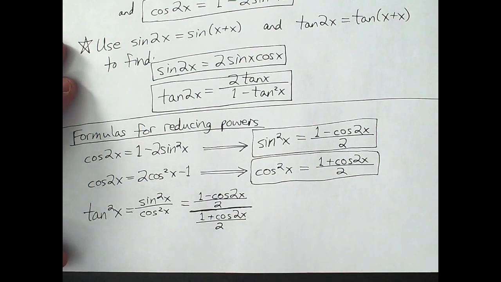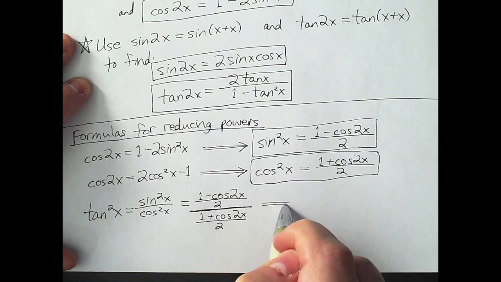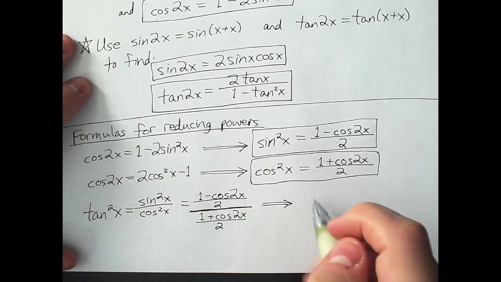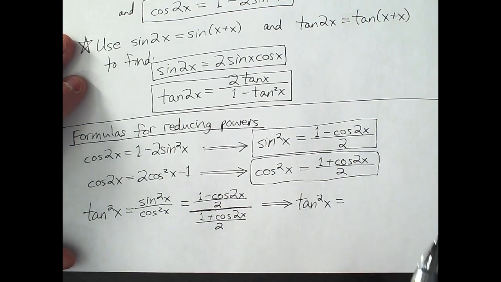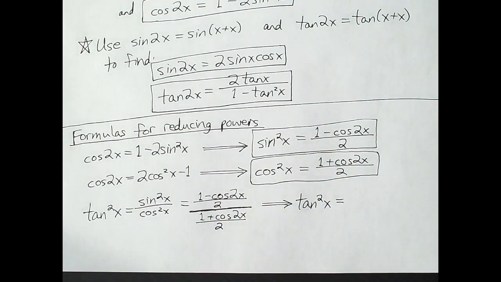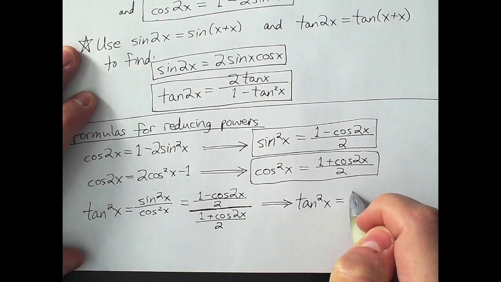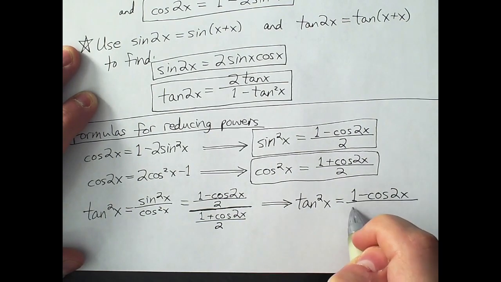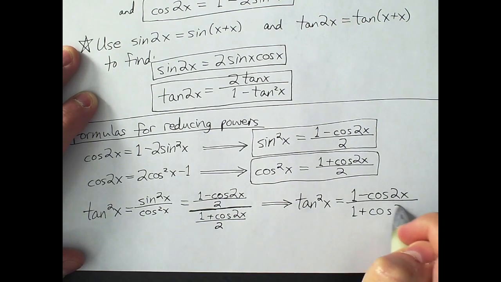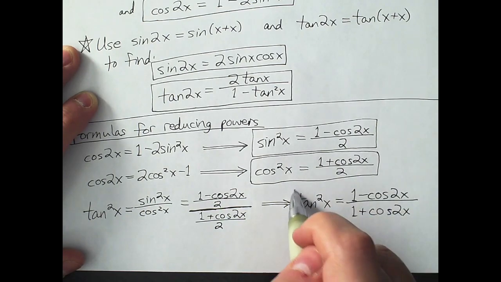I mean, technically, this is a trig identity, but it's something that we could write simpler. So we put one identity over another. The simplified version of this is to say, we don't like having a fraction inside a fraction. A nice, simple way to deal with this is to multiply the whole thing by 2 over 2. If you multiply the whole thing by 2 over 2, you get 1 minus cosine 2x up top, 1 plus cosine 2x on the bottom. So that's the formula for reducing powers for tangent.